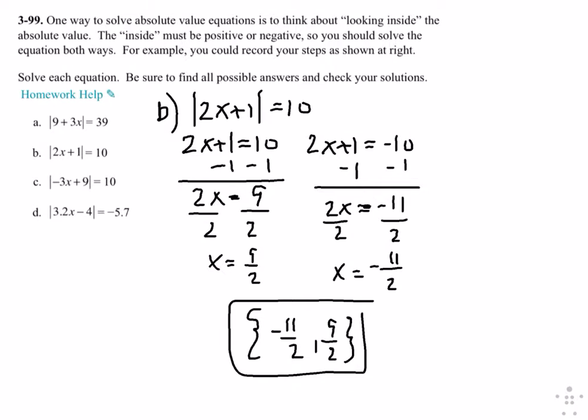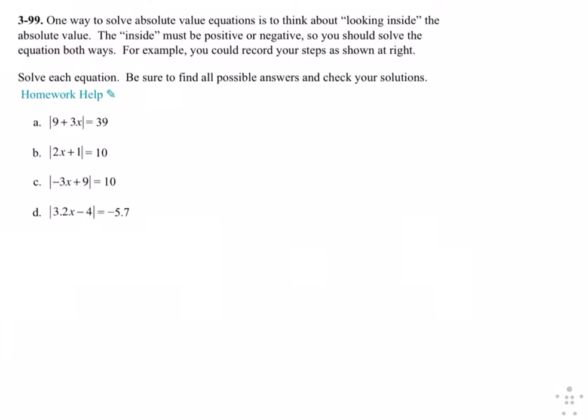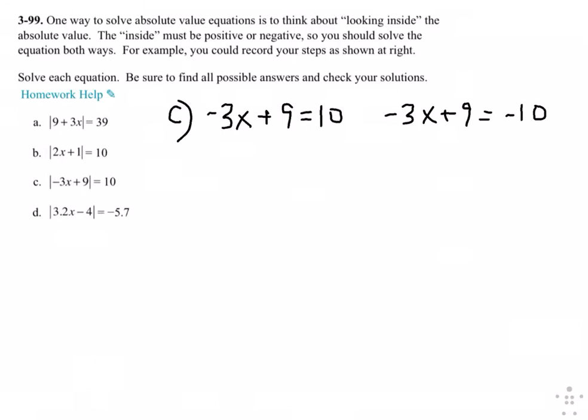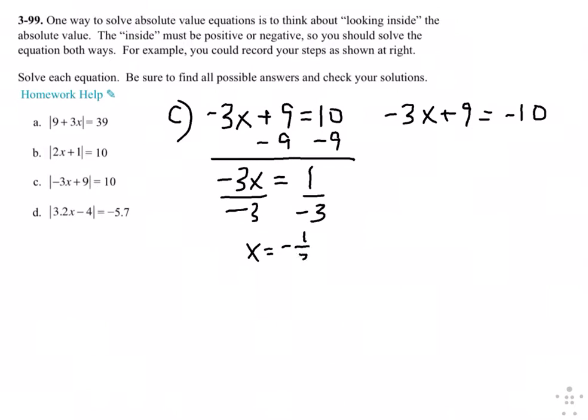Okay, the next one, C. Let's make some space. C. I'm going to split this right away. So I have negative 3x plus 9 equals 10, and negative 3x plus 9 equals negative 10. Subtract 9 from both sides. Gives us negative 3x equals 1. Divide by negative 3, and I get x equals negative 1/3.